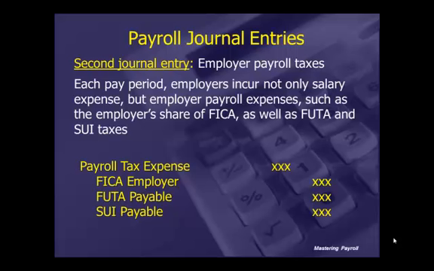The FICA matching of the employer would be a liability credited, and you may want to split that into OASDI, the Social Security portion, and the HI, the Medicare portion, the FUTA tax payable, and the SUTA, or the state unemployment insurance payable. So all the credits sum to equal the payroll tax expense.